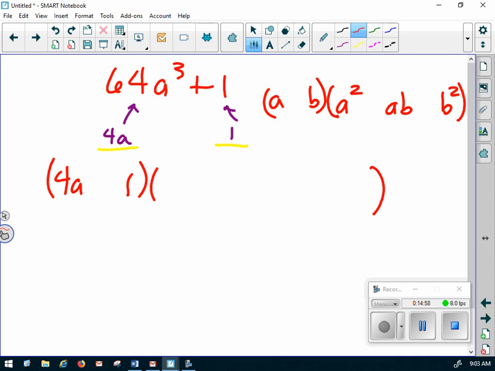Now, what goes first in my trinomial? I'm going to square 4a. 4a is not 4a squared. What's 4a times 4a? What's 4 times 4? 16. 16a squared. 4a times 4a is 16a squared. A times B means this times this. 4a. And then B squared is this squared.